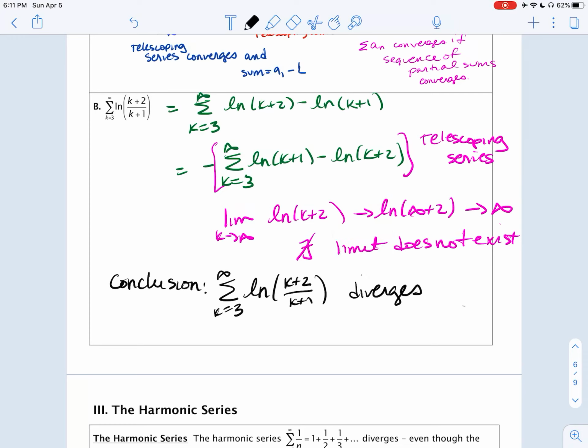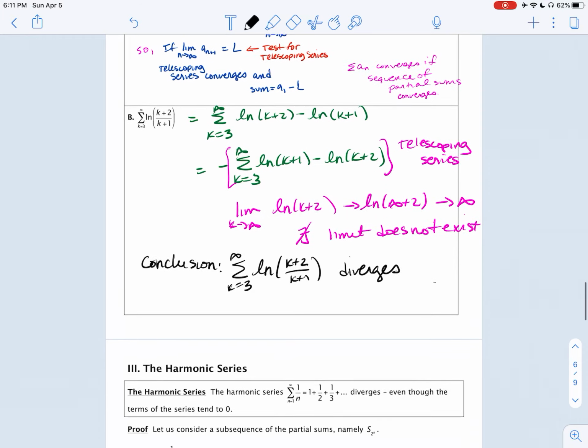Because it would diverge, it would be a sub 3, which would be ln of 4 take away infinity, and that is still infinity. So we have a divergent series.